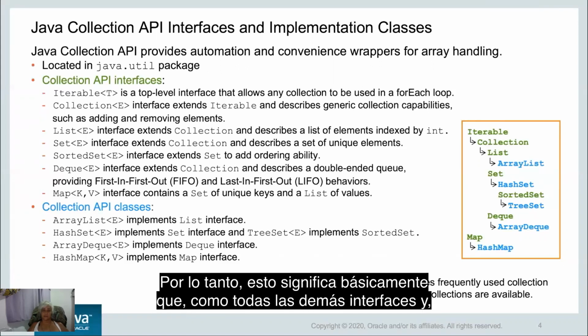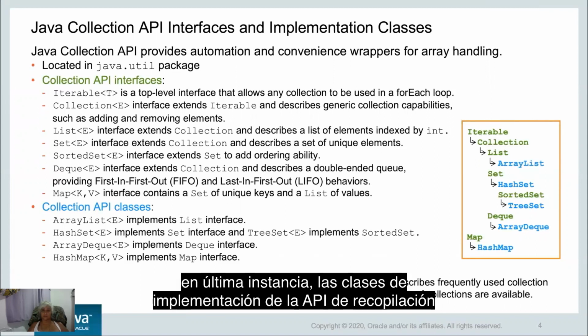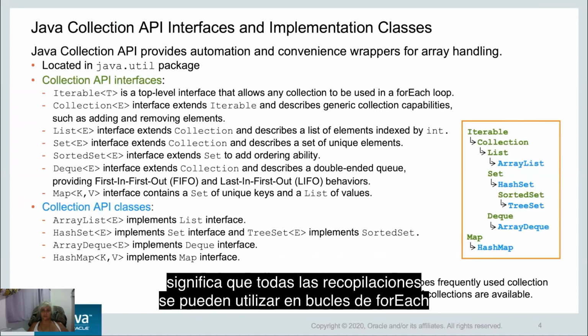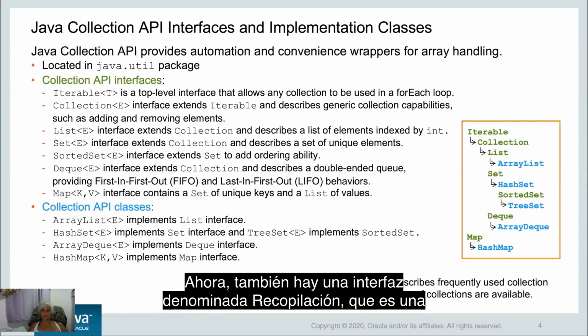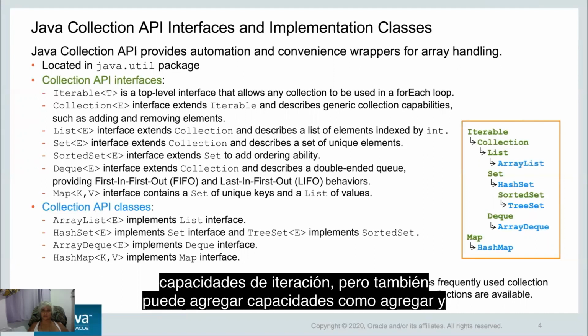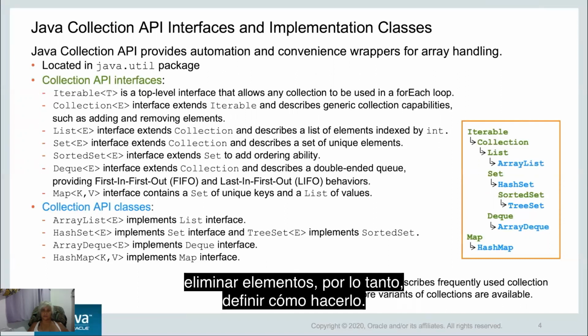So that basically means that because all other interfaces and eventually implementation classes of the collection API descend from that interface Iterable, it's like the ultimate parent for them all, right? It means that all collections can be used in for each loops that way, which is great. Now, there's also an interface called Collection, which is an extension of Iterable, but that is adding extra capabilities to just iteration capabilities, such as adding and removing elements. So it defines how you do that.